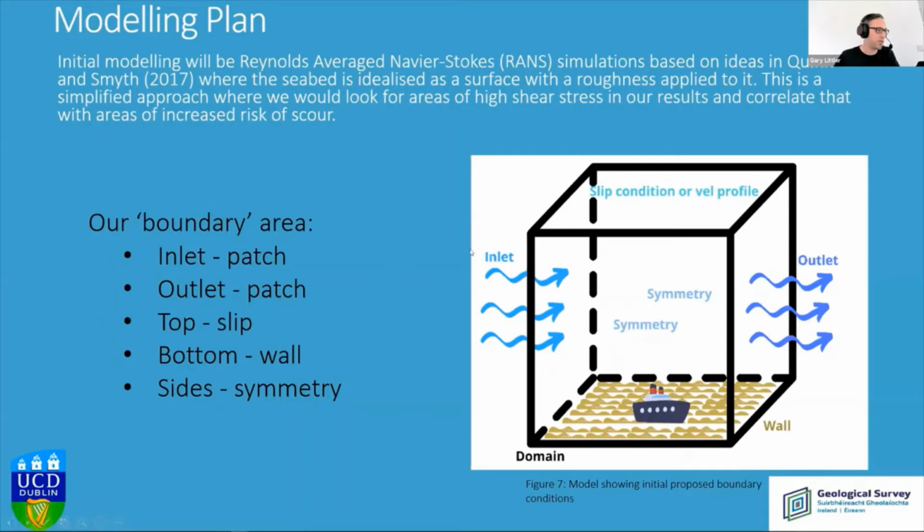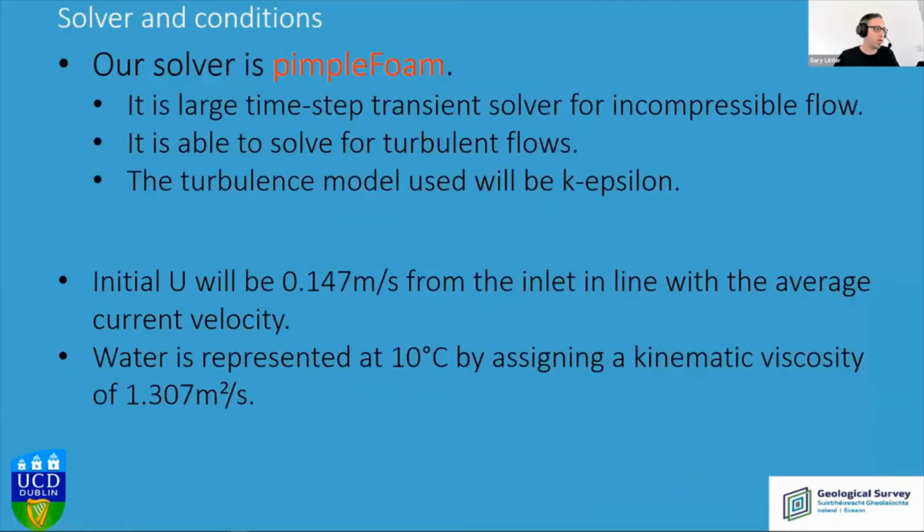So the solver to use is pimpleFoam because it's a large time-step transient solver, obviously for compressible flow, and can solve for turbulent flows. And we'll be using the k-epsilon turbulence model. The initial velocity will be 0.147 meters per second, based on an average of the 3 years of current velocities. Water will be represented at 10 degrees, based on assigning a kinematic viscosity of 1.307, based on the previous paper mentioned.